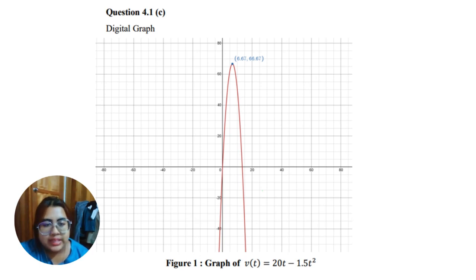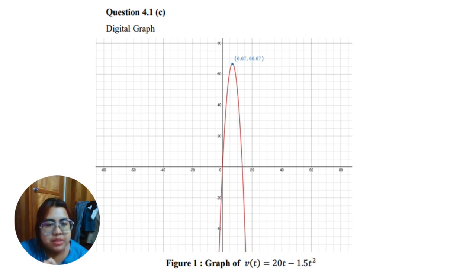Based on the graph, we can see that the graph forms a downward opening parabola. At the beginning, the velocity increases as the time increases. This shows that the car is accelerating. The graph then reaches its maximum point at approximately 66.67. This means the car achieved its maximum velocity of about 66.67 km per hour at 6.67 hours.